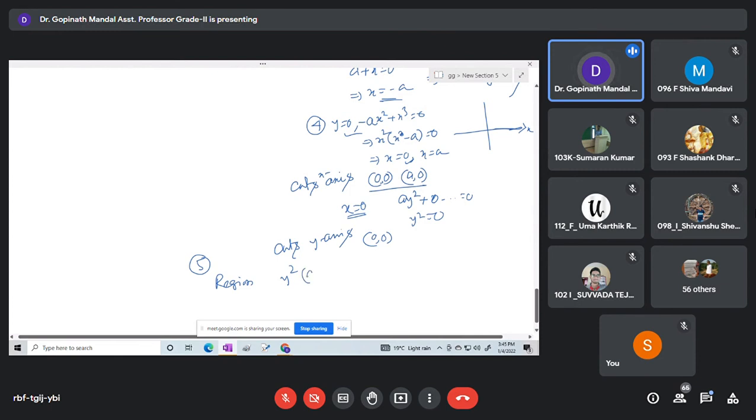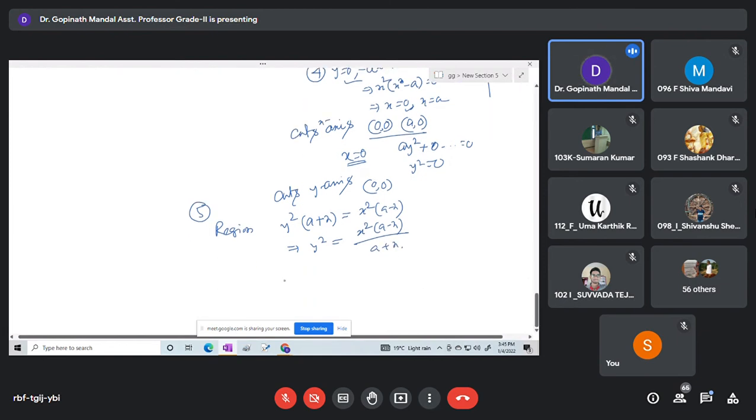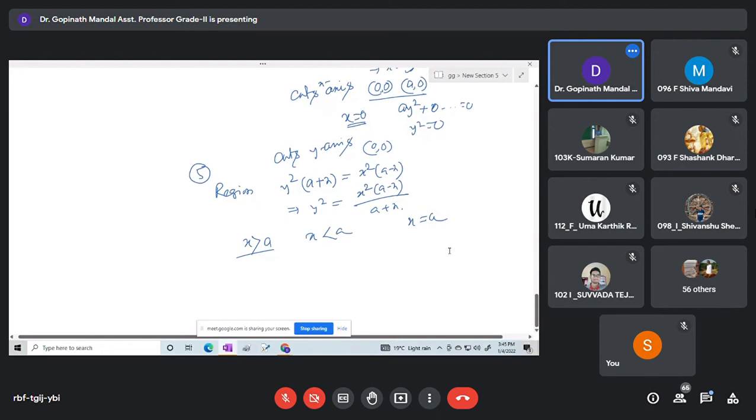Now y square (a plus x) equals x square (a minus x). That means y square equals x square (a minus x) over (a plus x). Now consider x greater than a, x less than a, and x equal to a. If x is greater than a, then y square will be what?